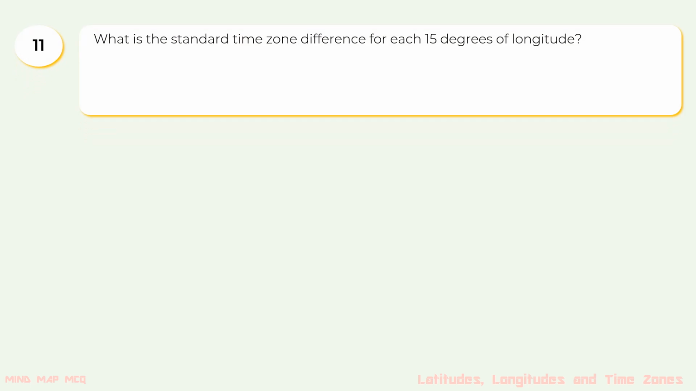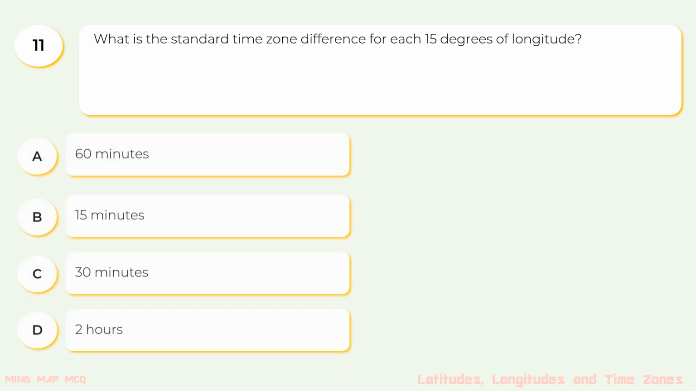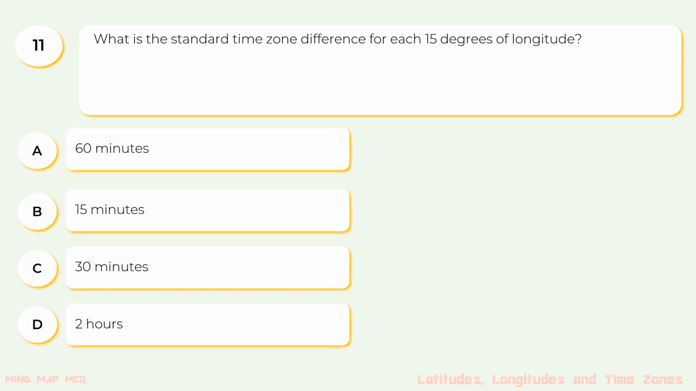11. What is the standard time zone difference for each 15 degrees of longitude? The options are A. 60 minutes, B. 15 minutes, C. 30 minutes, or D. 2 hours. The correct option is A.